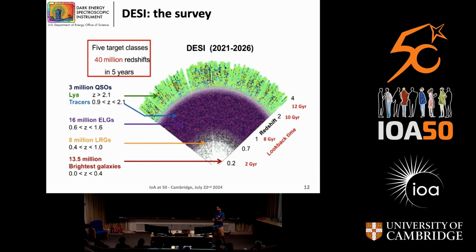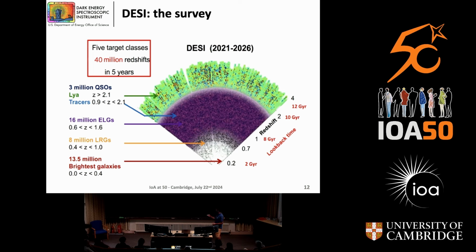Anyway, the survey started in 2021, and the original plan was to do a 5-year survey. It might be extended, but the original plan was a 5-year survey. We're already more than halfway through. We're actually 70% complete. And during those 5 years, the idea is to use this instrument to look at different types of galaxies and obtain 40 million redshifts. That's a significantly larger number than what BOSS and eBOSS, the predecessors, found.